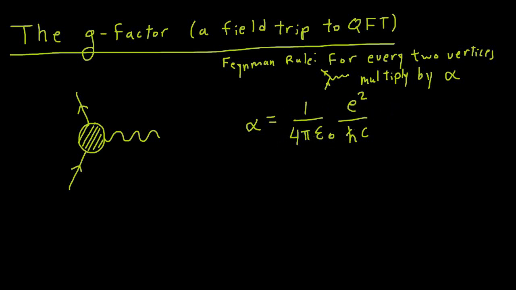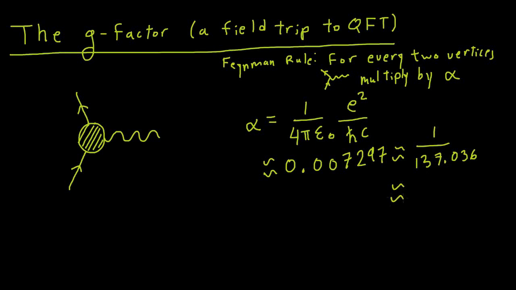It's a unitless number, and it is approximately equal to 0.007297, which is approximately equal to 1 over 137.036, which is approximately equal to 1 over 137, as people like to say. This is called the fine structure constant. That's the name of alpha.